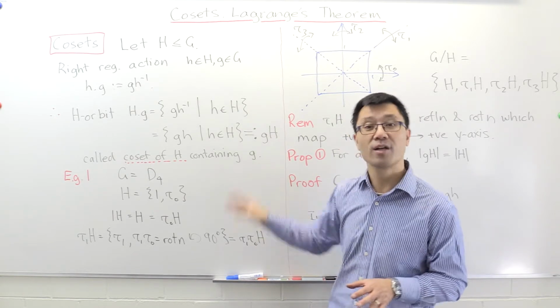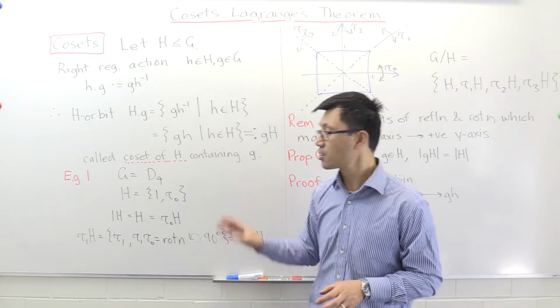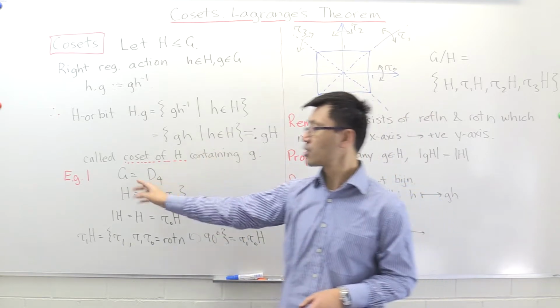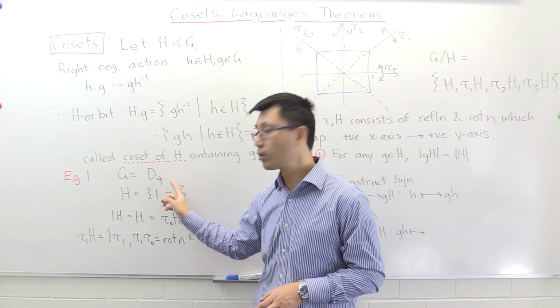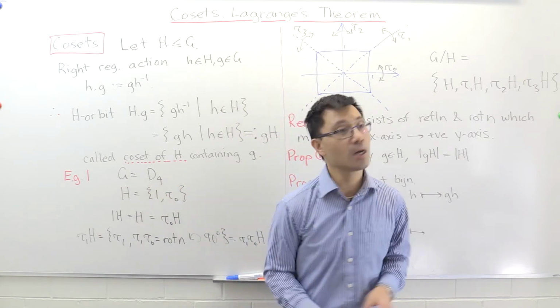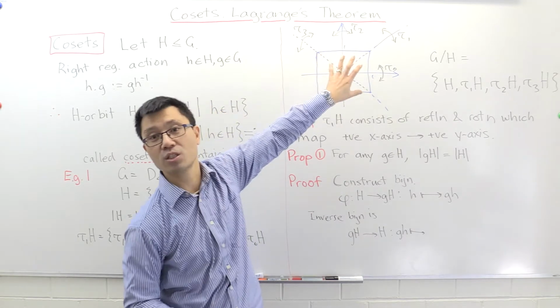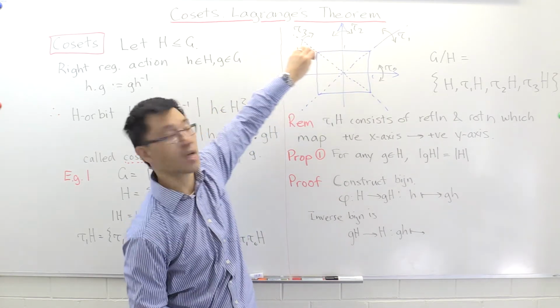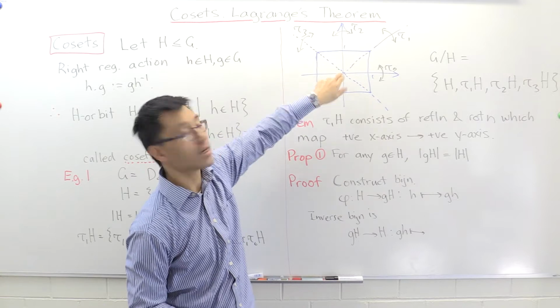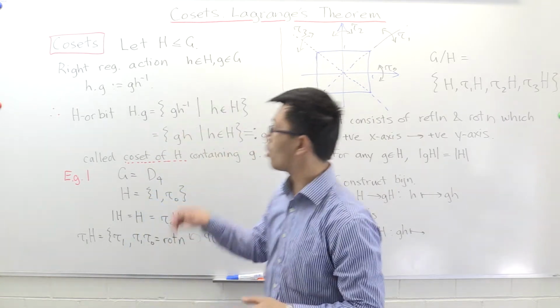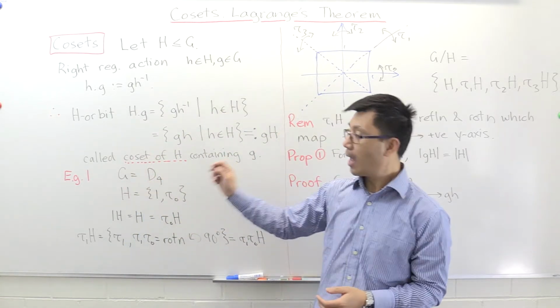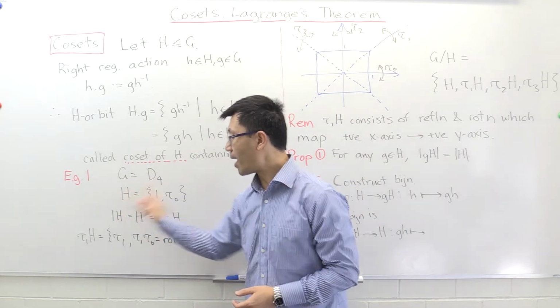Before moving on, let's look at a simple example so that we can understand what this is. Suppose we have the dihedral group of order 4 times 2, which is 8. It's the symmetries of the regular four-gon, so it's just the symmetries of this square. I've put the square here with side length 2 and center at 0. That's our starting group, and we're going to look at this subgroup H.